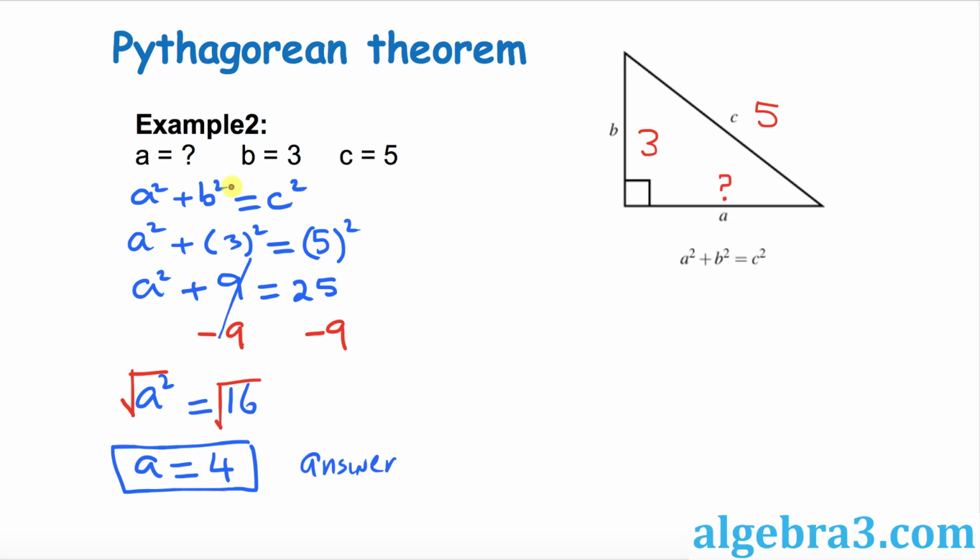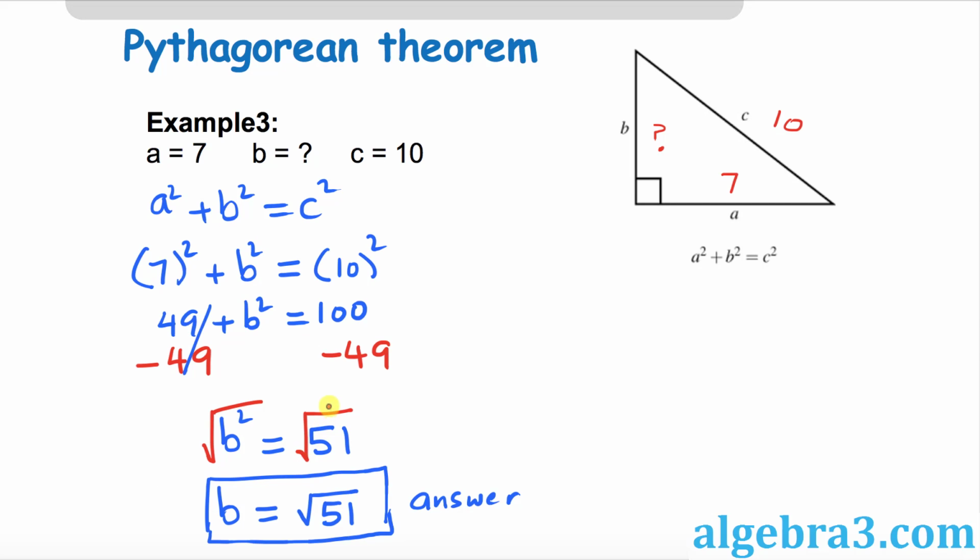Likewise, in this example too, we've been given b equals 3 and c equals 5, and we need to find a. I have already done this one. Use the Pythagorean theorem, a squared plus b squared equals c squared. You just plug it in and you get your unknown side, a equals 4.